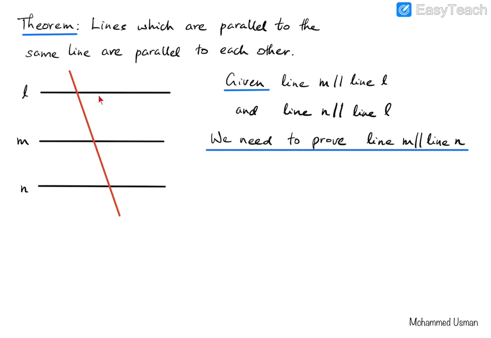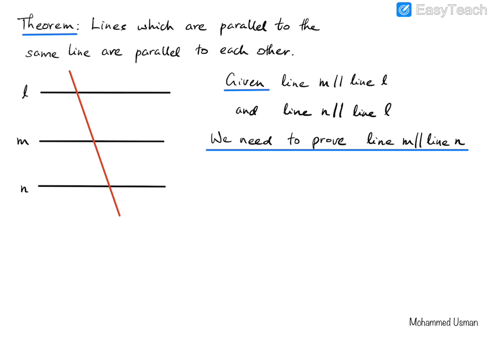Okay, in this case we are given three lines, line L, line M, and line N. We have three lines, and what we have been told is that this line M, which is this line, is parallel to this line L, and we are also told that this line N is parallel to line L. And we need to prove that if line M is parallel to L and line N is also parallel to L, then whether M and N are also parallel to each other. The theorem says that lines which are parallel to the same line are also parallel to each other. So that's what the theorem says. So if M is parallel to L and N is also parallel to L, then that means M and N are also parallel to each other. So this is what we need to prove here.